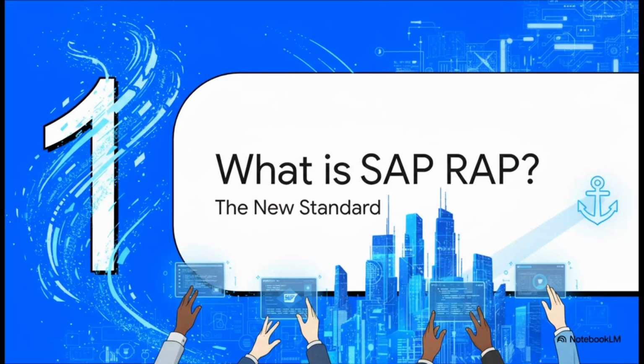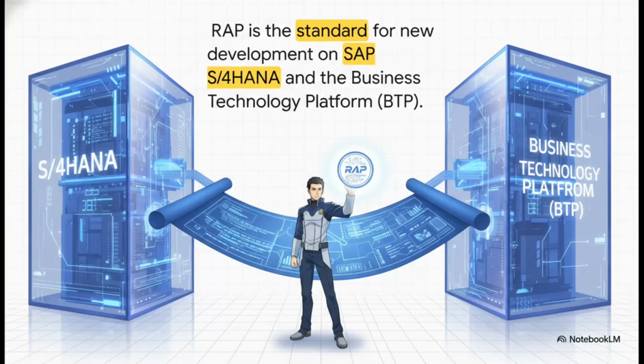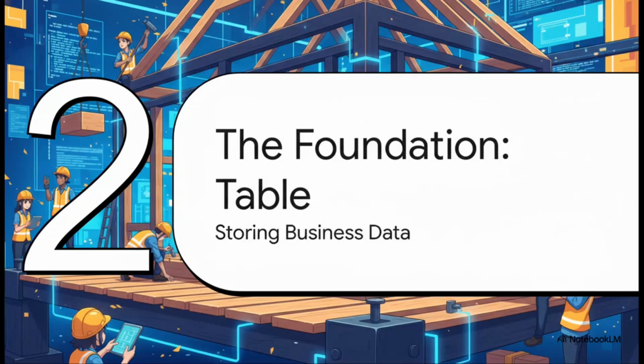So let's get into that first section and really make sure we're all on the same page about what RAP is and why it's become such a big deal. And here's the most important thing to get. RAP isn't just another option on the menu, it is the standard. For any new development you're doing on S/4HANA and on the Business Technology Platform or BTP, this is it. If you're working in the modern SAP world, this is the toolkit you absolutely need to master. All right, enough talk, let's start building.